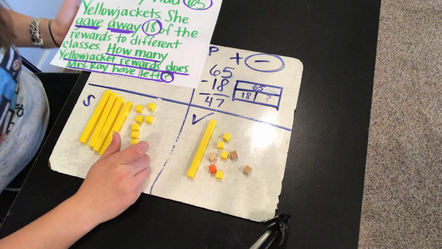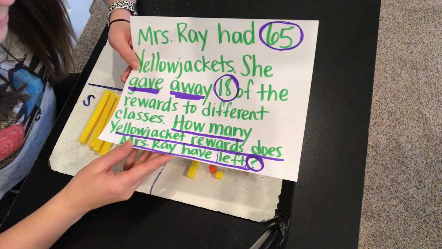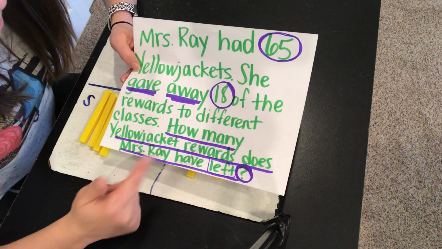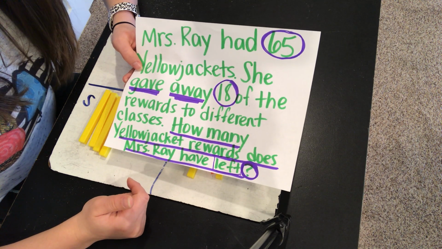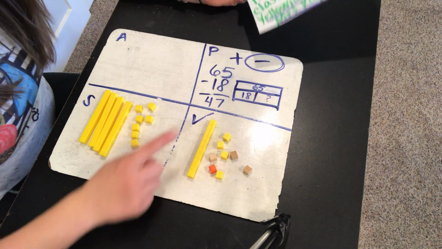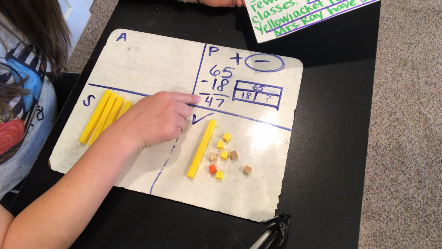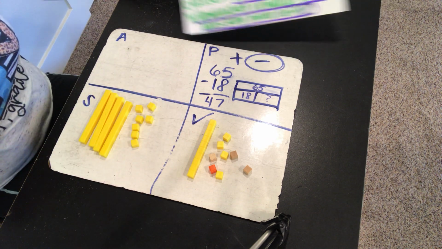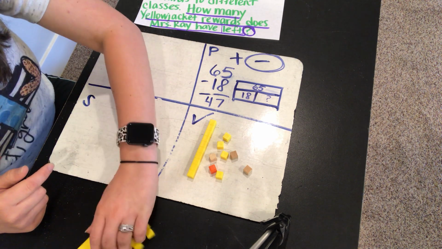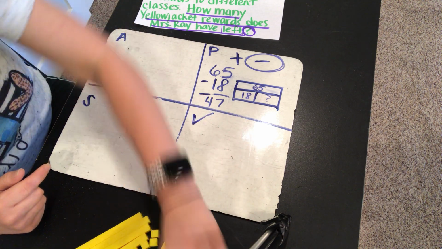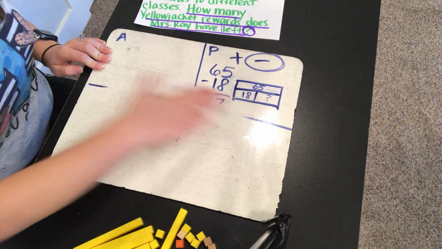Can we answer the question that we are being asked now? How many Yellow Jacket rewards does Mrs. Ray have left? Mrs. Ray must have 47 Yellow Jackets left. All right? Okay, let's work a few double-digit subtraction problems together.